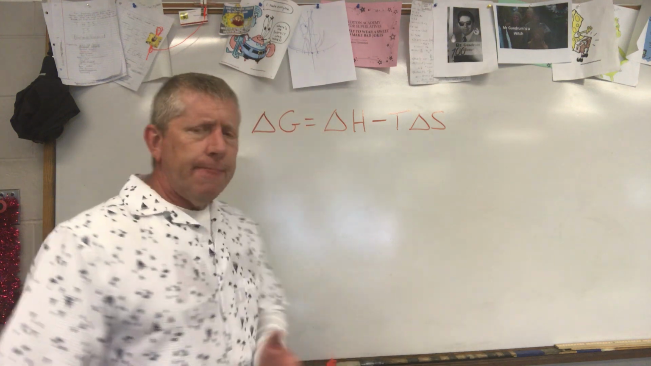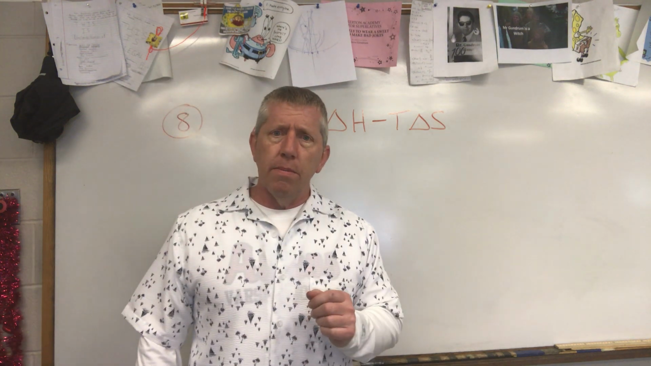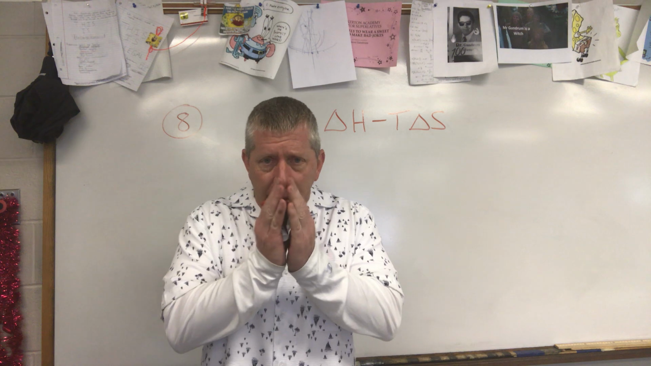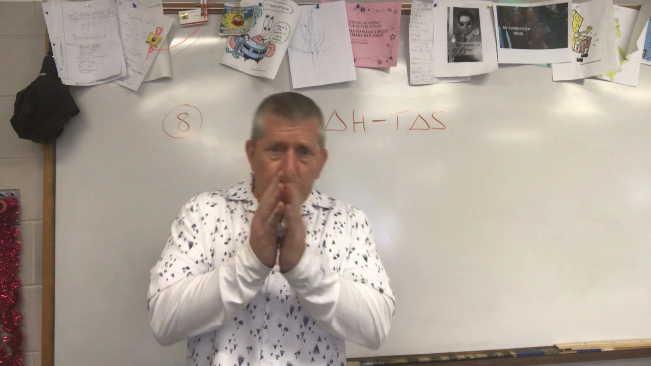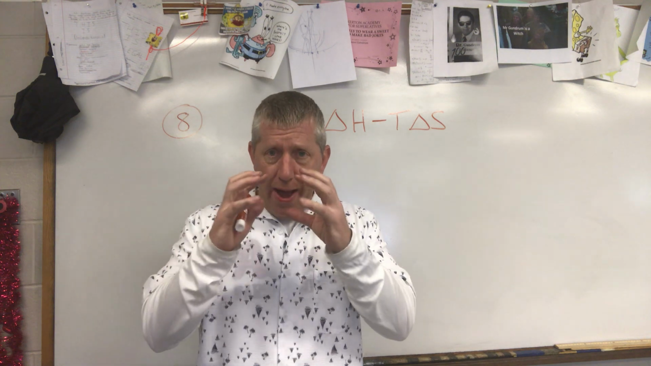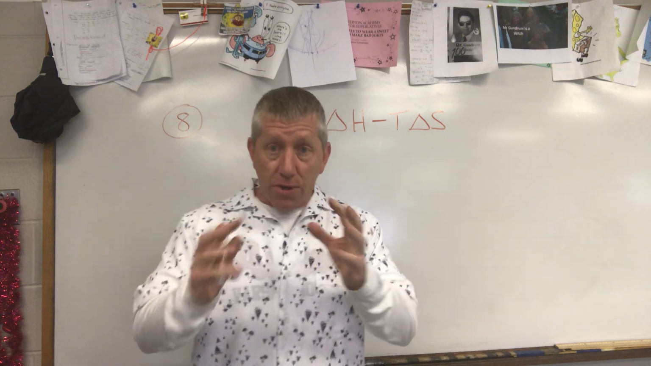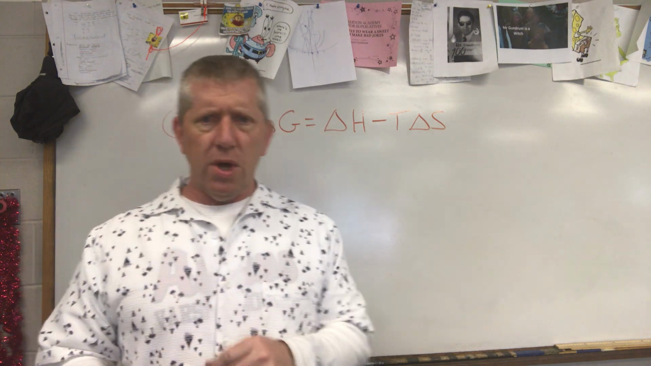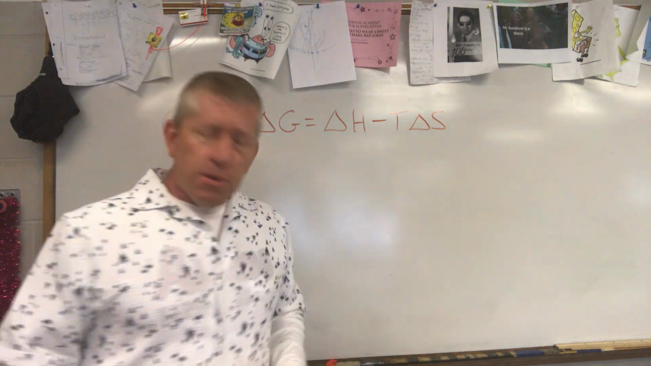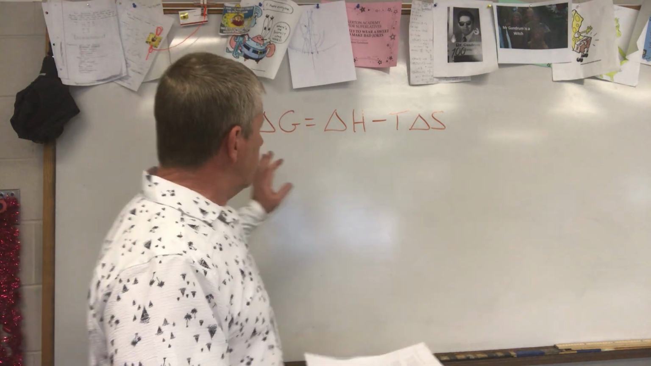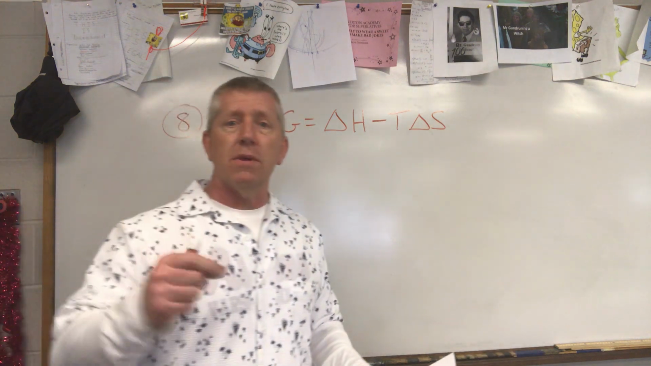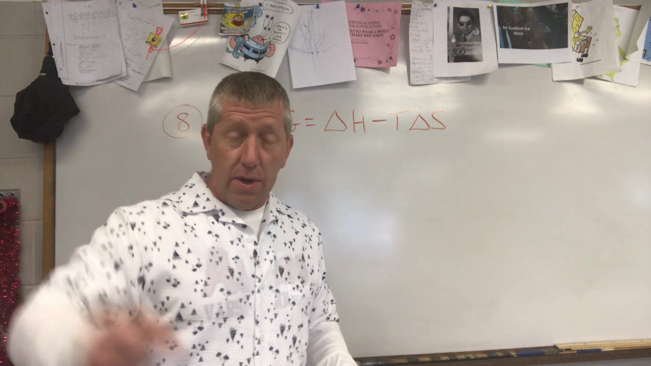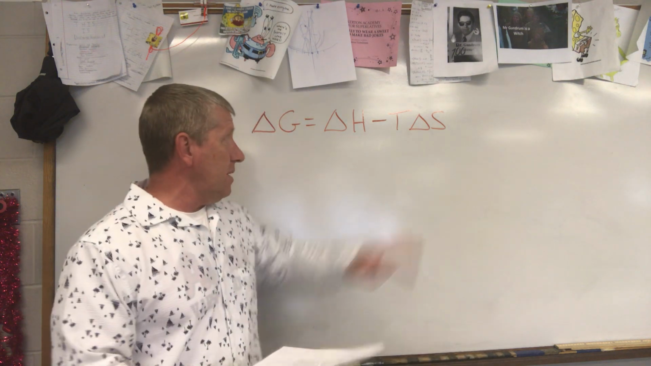So G, if it's a 0, means you're right at that cusp of spontaneity. A little bit this way or a little bit that way, you're either spontaneous or non-spontaneous. So 0 happens at equilibrium. We have that cusp of spontaneity. I like the word cusp. So let's take a look at this problem and use this equation to solve for the temperature at which something would become spontaneous. Okay, because temperature is going to make a difference here.